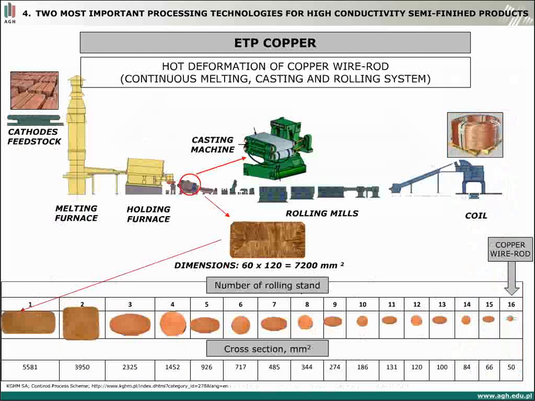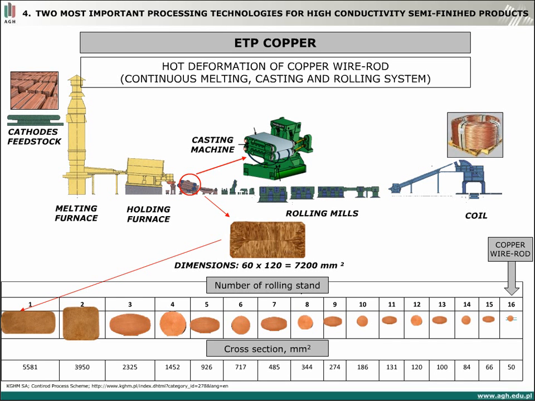So let's have a closer look at the technology of continuous melting, casting, and hot rolling. The process begins with melting the high purity cathodes in the melting furnace. The next important segment of this technology is the casting machine, where the molten copper is crystallized into the form of a continuously cast bar. The cross section of the bar is about 7200 square millimeters.